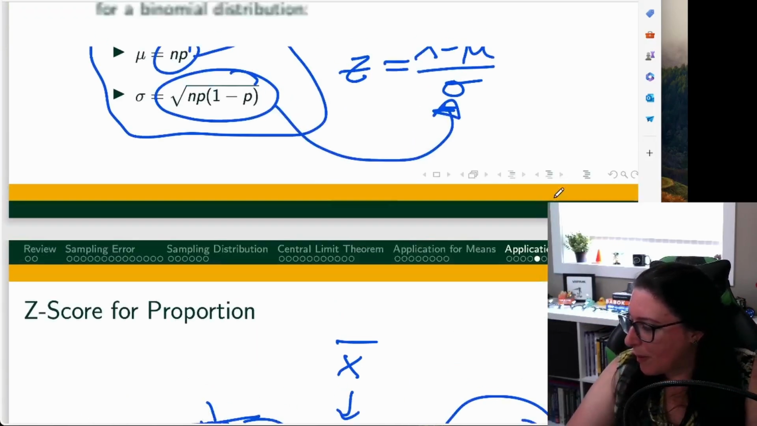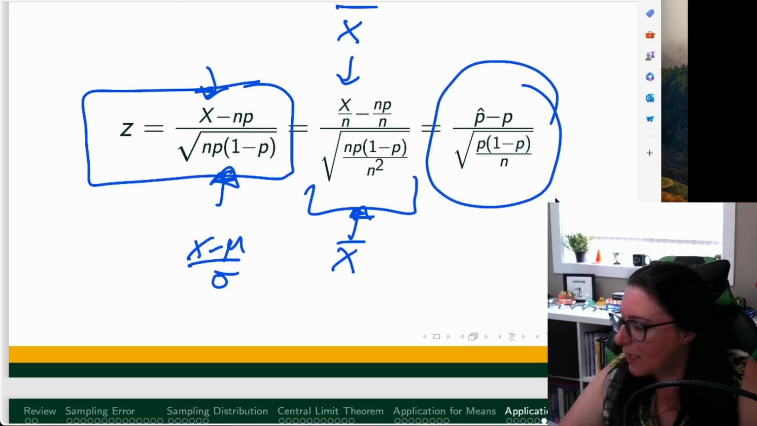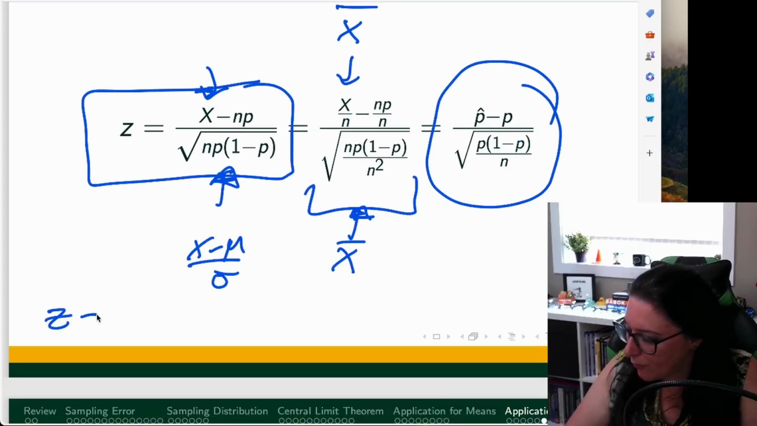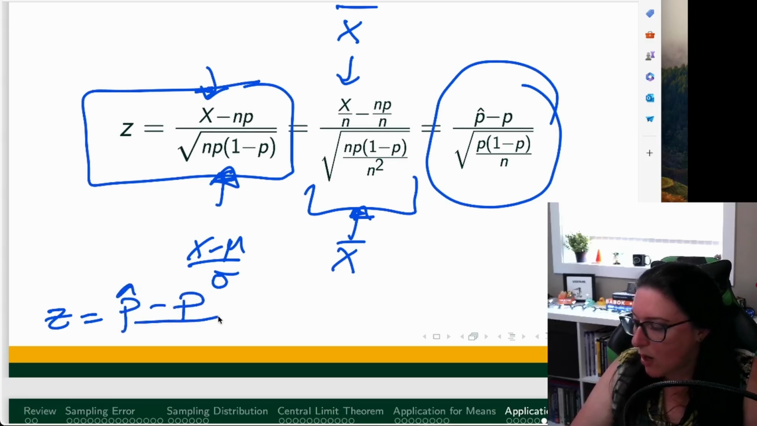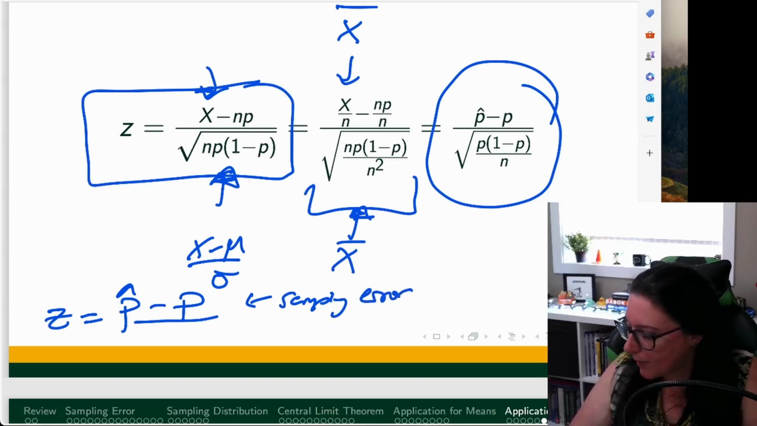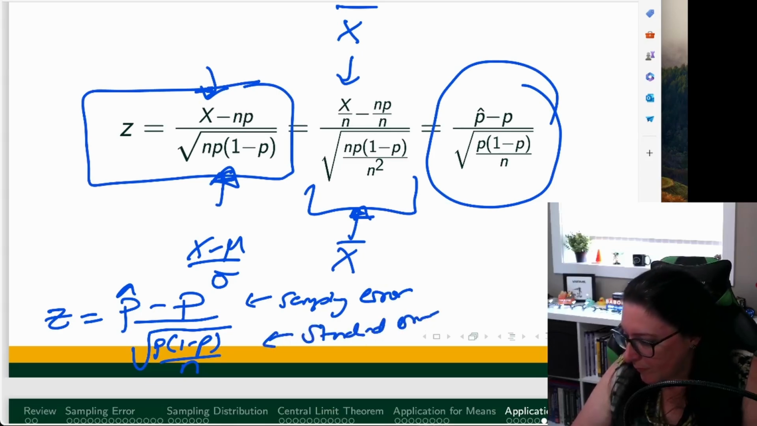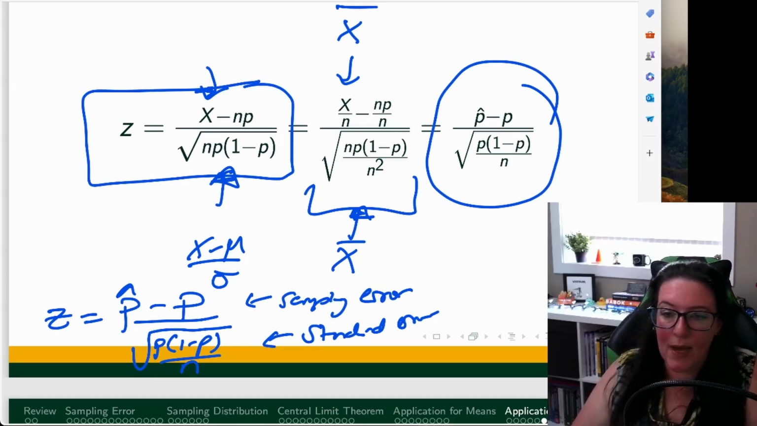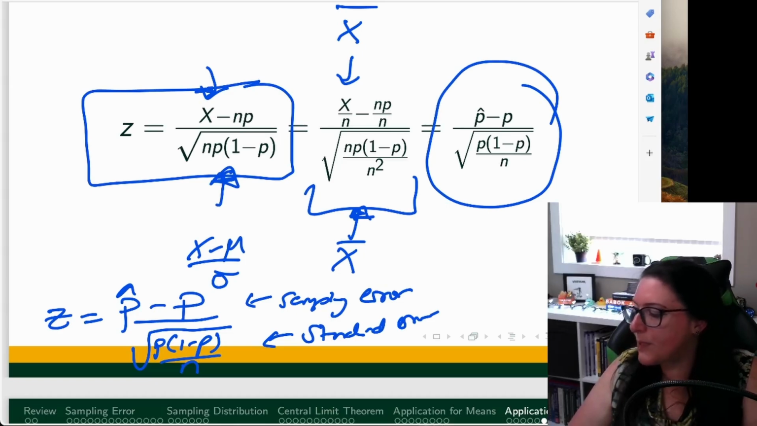The z-score for proportions, what you need to know is that the z-score for proportions is p hat minus p. That gives us our sampling error, how far away the sample statistic is from the population proportion. And then the bottom of that formula is the square root of p times 1 minus p, divided by n. That is going to be your standard error. Notice that you're dividing by that n. There's that adjustment there for the sample size.